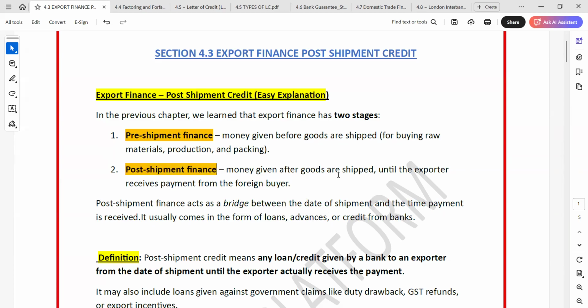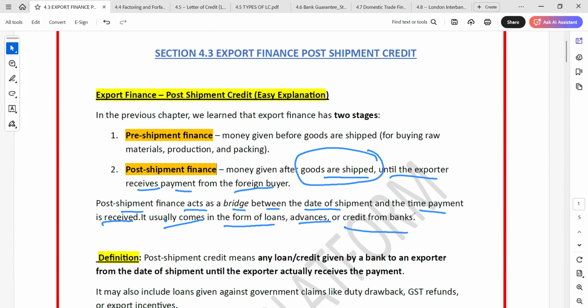So, once the exporter has shipped the goods, whatever credit facility is given after that is called post shipment finance. Money is given after the goods are shipped and until the exporter receives payment from the foreign buyer. Post-shipment finance acts as a bridge between the date of shipment and the time payment is received. It usually comes in the form of loans, advances, or credit from the banks.